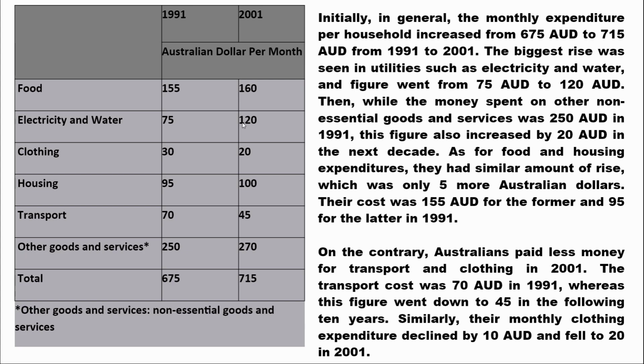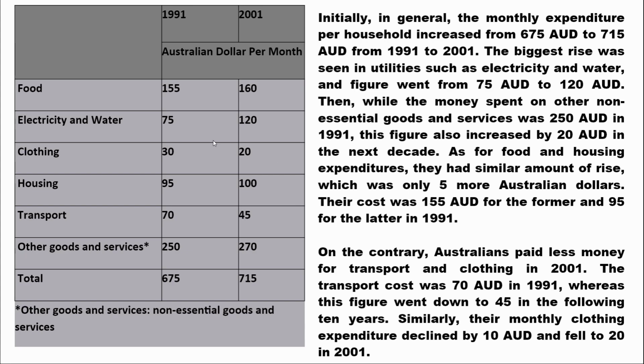When you are writing this, I should be able to draw, okay? Don't forget. Then, while the money spent on goods and services was 250 in 1991, this figure also increased by $20 in the next decade, meaning that it went to 270. Now, as for food and housing, when we want to talk about food and housing expenditures, there's a similar amount of rise, which was only 5 more Australian dollars. So you see, they only spent an extra $5 in the next 10 years, okay?